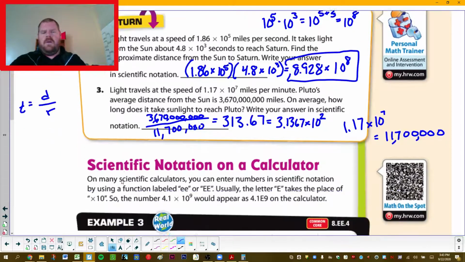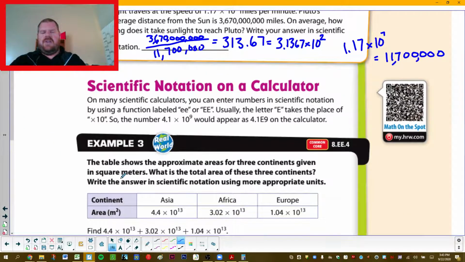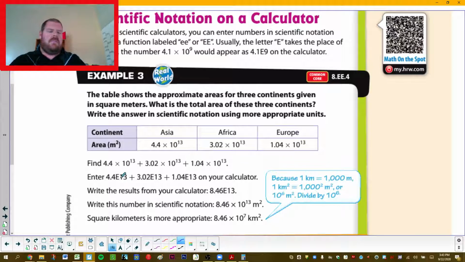All right, looking at scientific notation on a calculator, and this is a problem that we kind of talked about before. Based on the calculator that you have, typically the display will have a capital E, and the calculator will probably have a button labeled EE most of the time. Most calculators have a button that's labeled EE. And as they say, that takes the place of times 10 to whatever power.